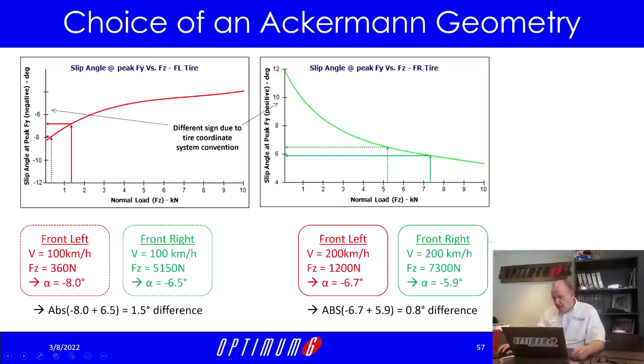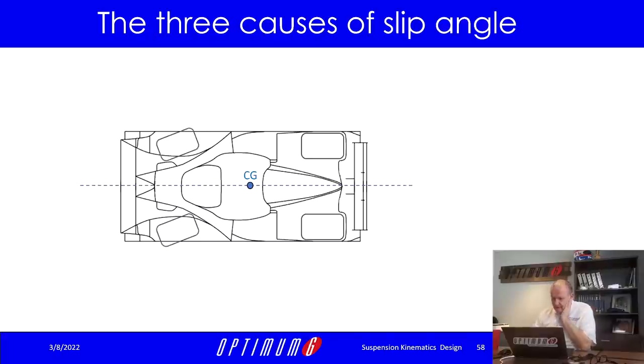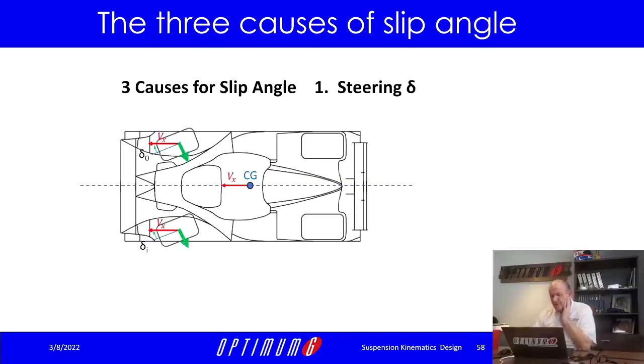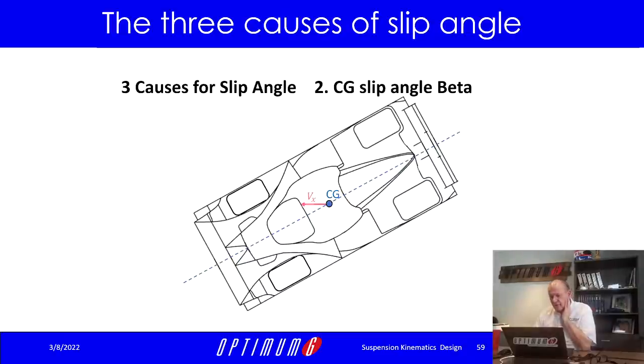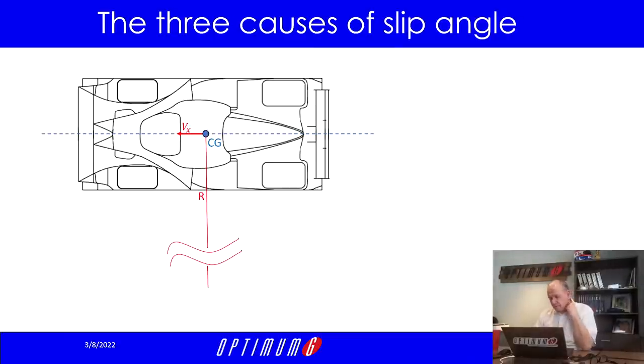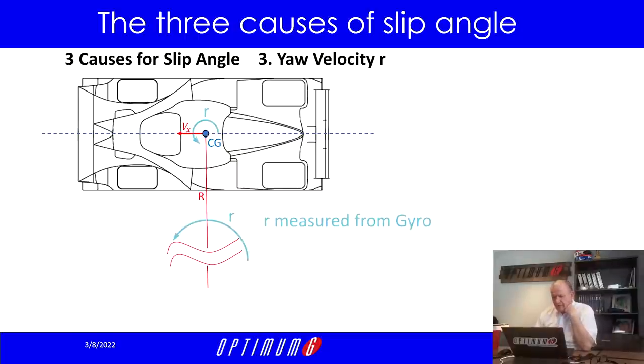But if you are at higher speed, 200 kilometers an hour, you're going to look at this: 112,000 newton, I need 6.7, and here I need 5.9. Okay, so you know what slip angle you want if you want the tire to be used at the peak slip angle. But very quickly, there are three causes for the slip angle. One, because you steer the wheel. Number two, because you have a yaw angle, and therefore that changes the wheel. And there is a third one that a lot of people mistake or ignore sometimes. The gyro will show you that.